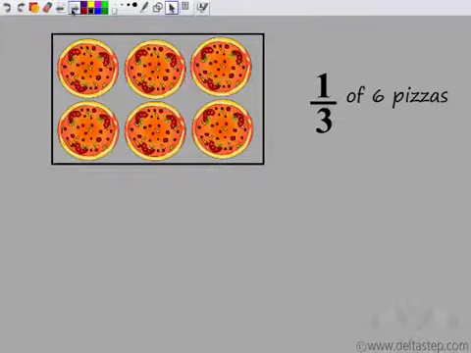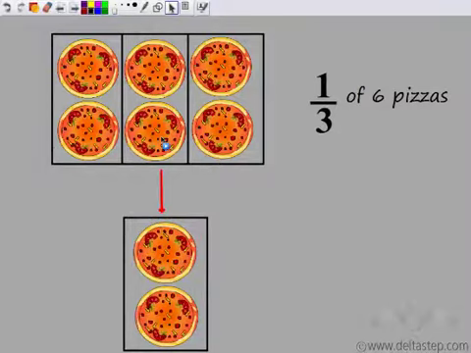Similarly, if I say 1/3 of 6 pizzas, then these 6 pizzas together make one unit, and I divide this one unit into 3 equal parts. So let me do that. I divide it into 3 equal parts: one part, second part, third part. So this 1/3 actually gives me one of those equal parts. That is this. So one equal part is this, and 3 such parts would make up this entire unit, which has 6 pizzas.